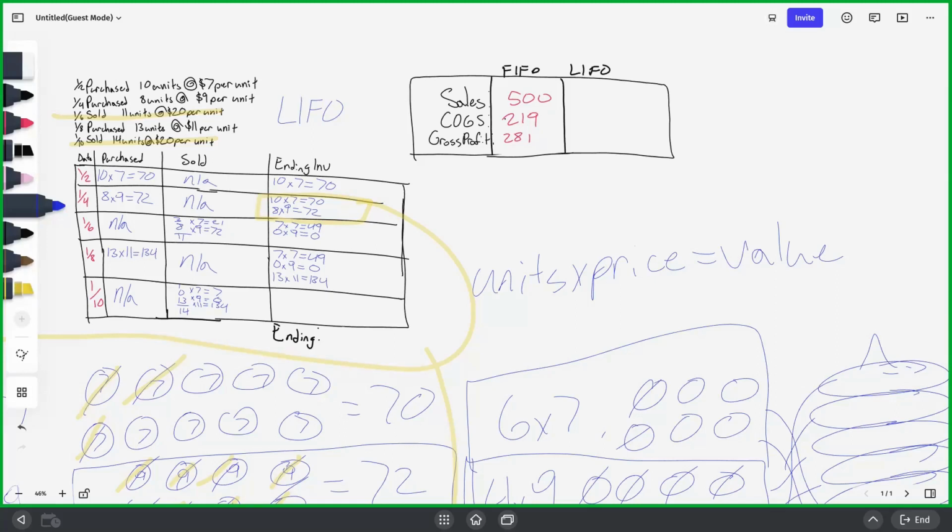Because those have been taken out of the ending inventory, whenever we look at our ending inventory, we know we have 6 units left at $7, which is 42. 0 left at 9, 0 left at 11. So how much ending inventory value do we have left?